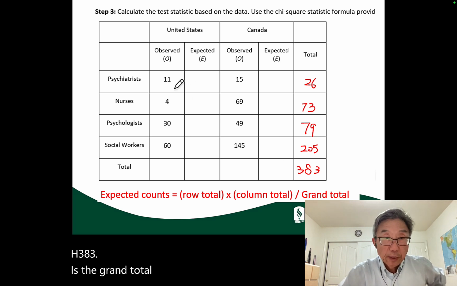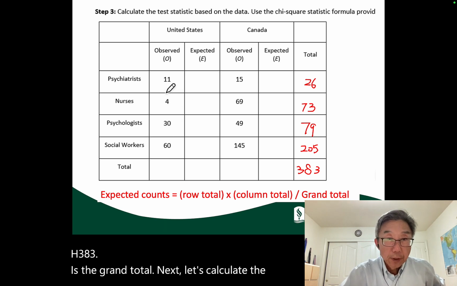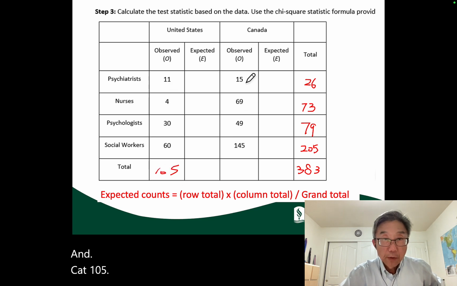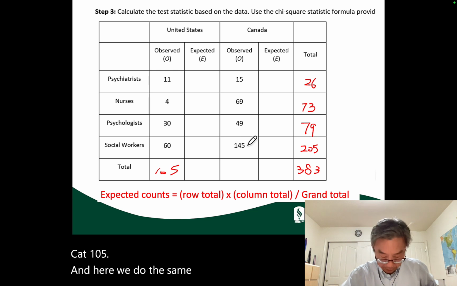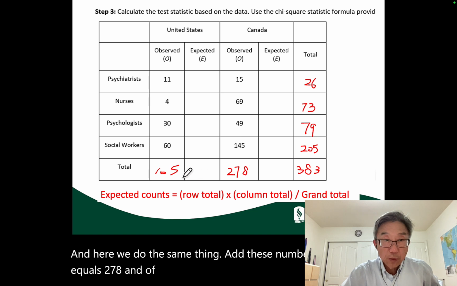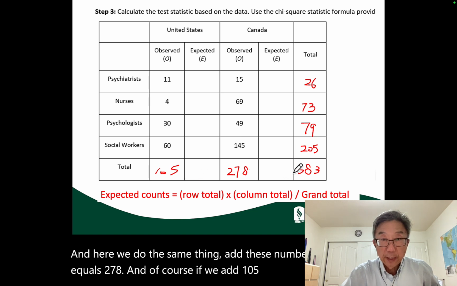Next, let's calculate the column total. Here we do the same thing, add these numbers together. The first column is 105 and the second equals 278. And of course, if we add 105 plus 278, that is also 383.